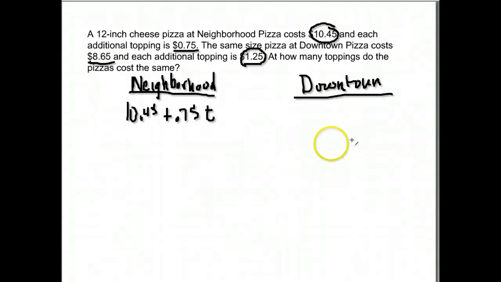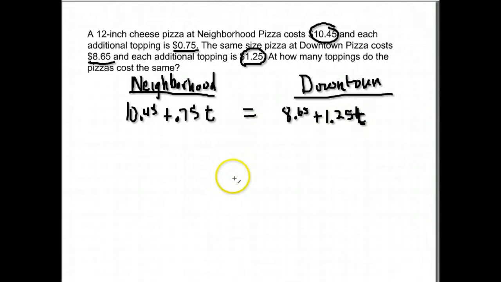At Downtown Pizza, you start by paying $8.65, and then you pay $1.25 for each topping. Those are our two equations. We want to know when those will be the same. So we're going to set them equal to one another, and then we will solve the equation.